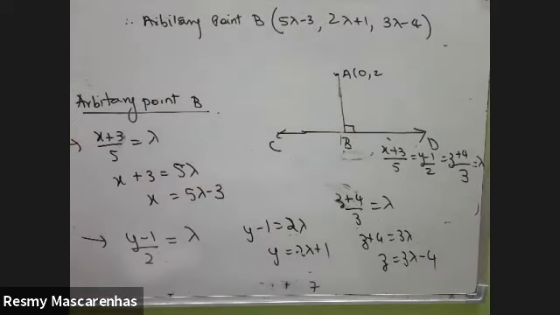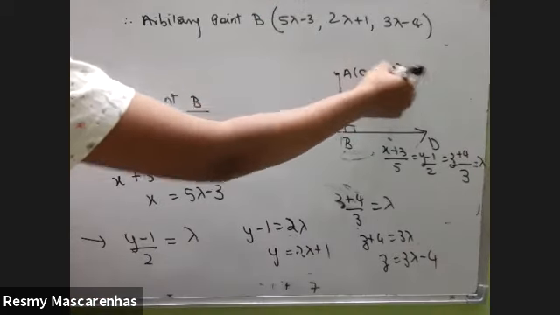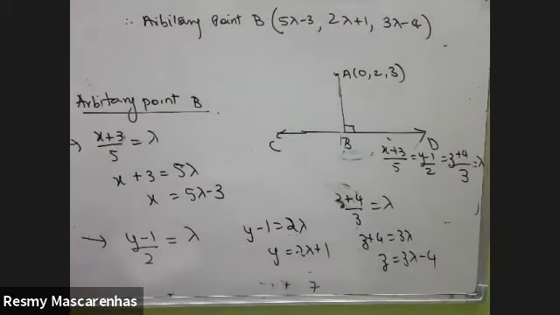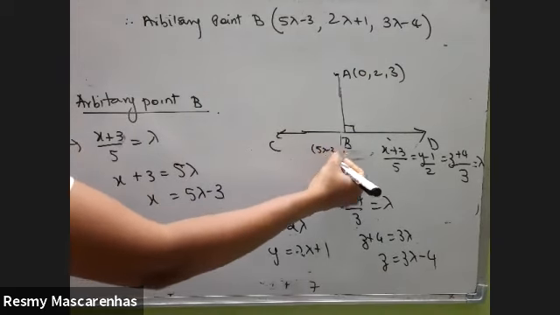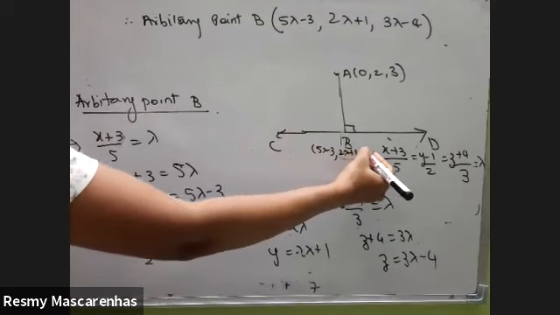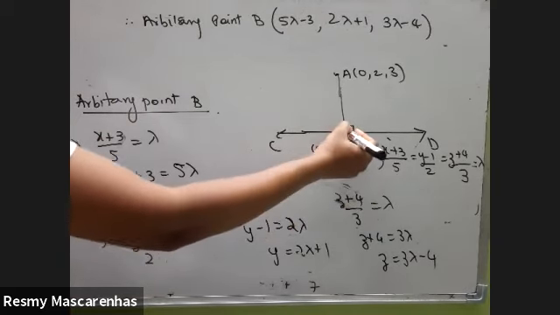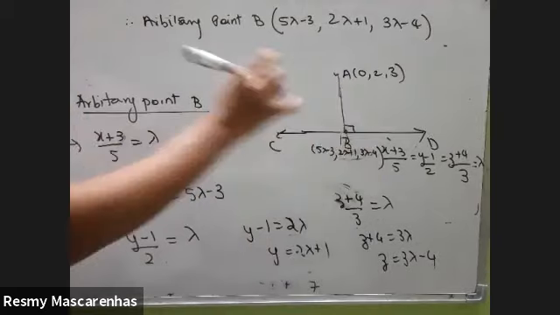So that 0, 2, and 3. If you want, you can write it on the diagram also; in case you don't have space, leave it. So this is one point, this is my second point.